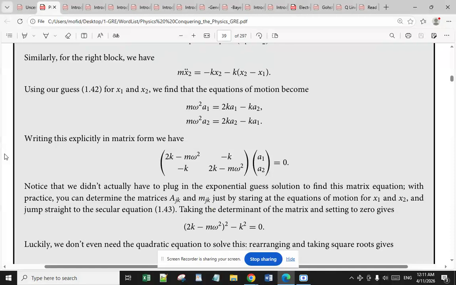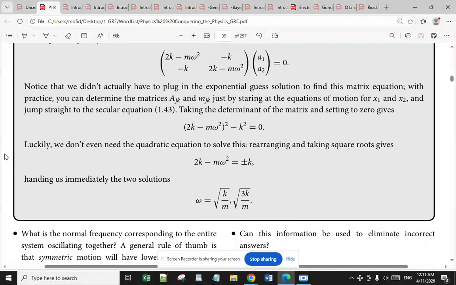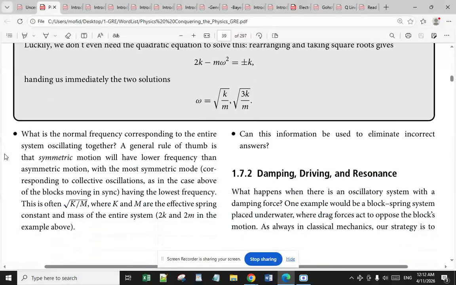1.43. Taking the determinant of the matrix and setting it to 0 gives (2k minus m omega squared) squared minus k squared is equal to 0. Luckily, we don't even need the quadratic equation to solve this. Rearranging and taking the square roots gives 2k minus m omega squared is equal to plus or minus k, handing us immediately the two solutions. Omega is equal to square root of k divided by m, and square root of 3k divided by m.